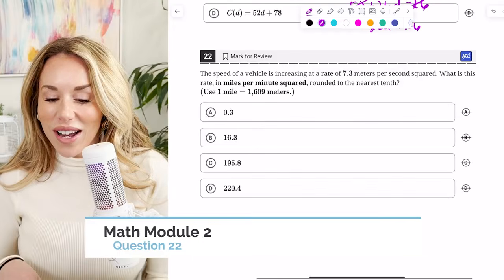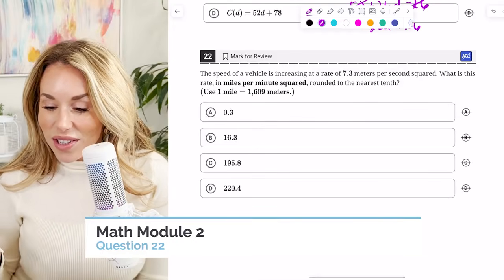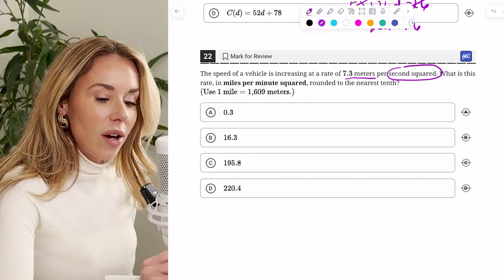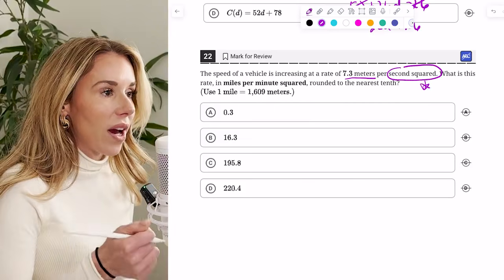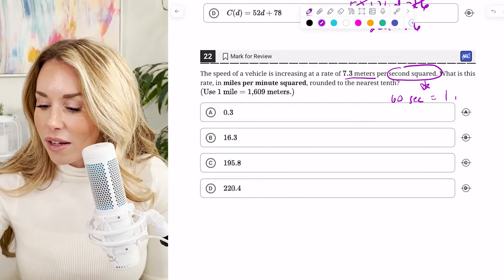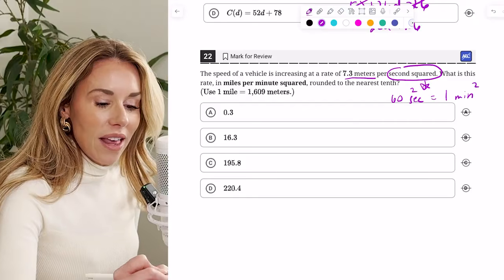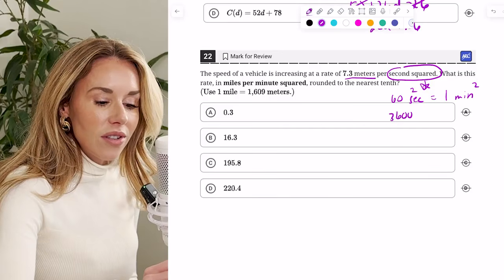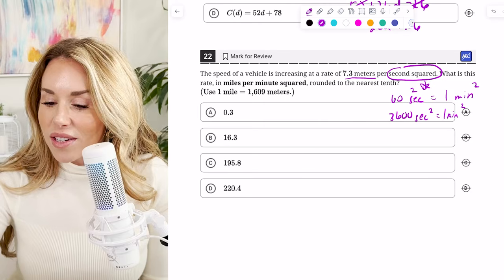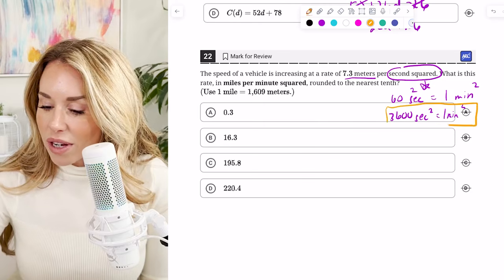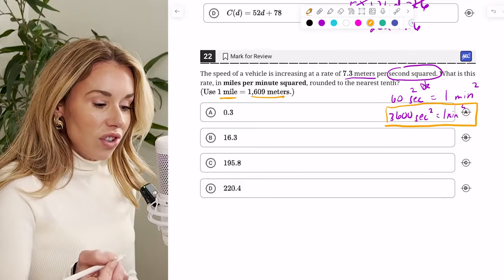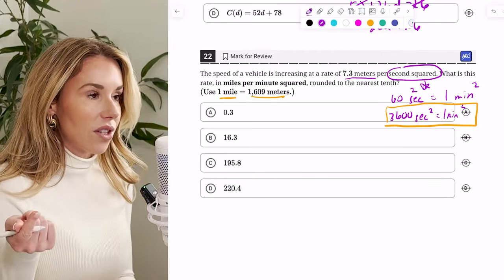All right, last one. We have the speed of a vehicle increasing at a rate of 7.3 meters per second squared. Okay, guys, this means we need to square time. If there are 60 seconds in 1 minute, when we square that, there are 3,600 seconds squared in 1 minute squared. This is what we're going to use in our conversion. We can keep the meters conversion as is because we're just talking about meters, not meters squared.